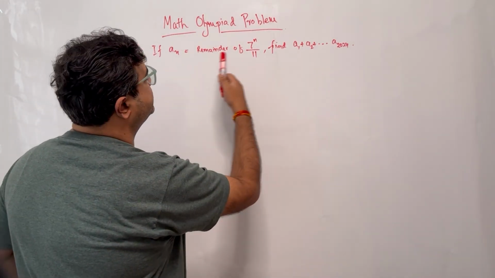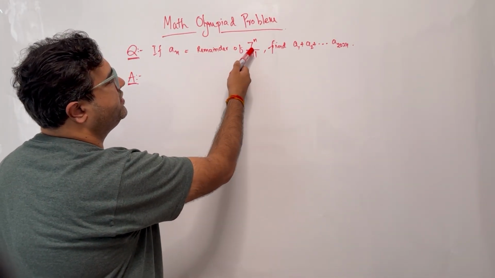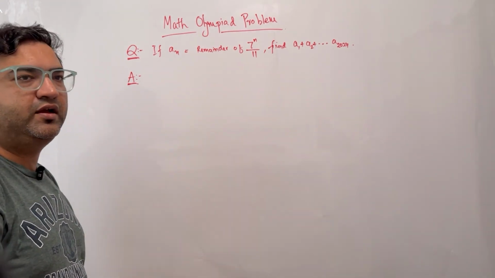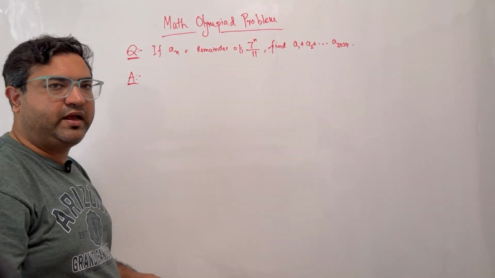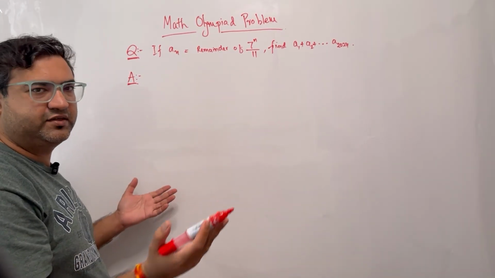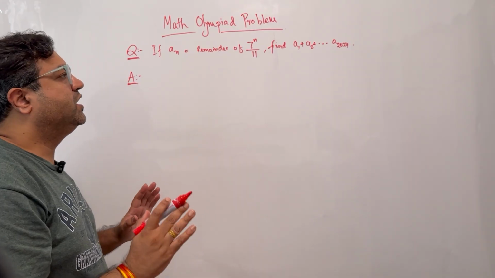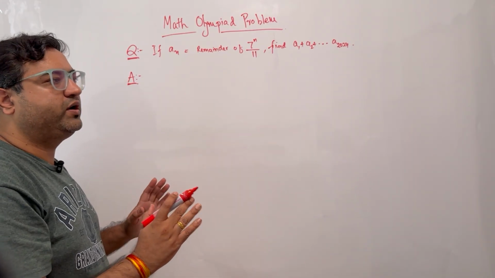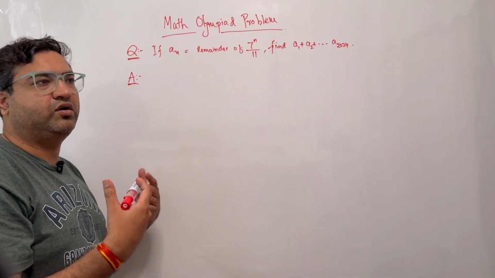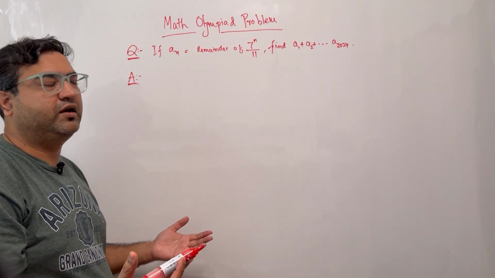That means the last term is going to be the remainder when 7 to the power of 2024 is divided by 11. Now, this looks like a complex problem if we go about solving each digit. It's impossible. So what exactly this question is trying to ask is a concept called modulus operation.